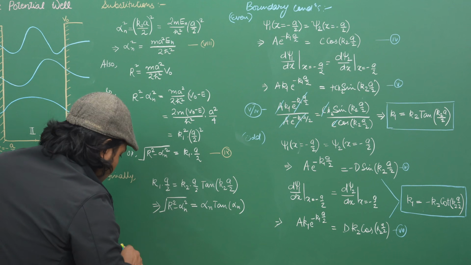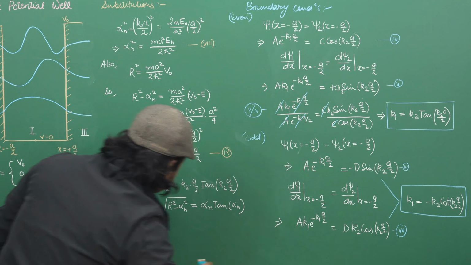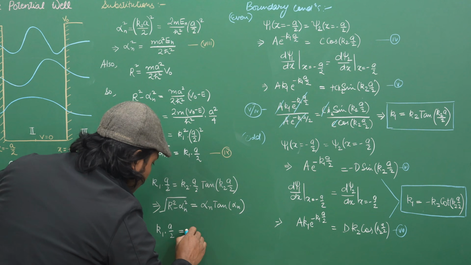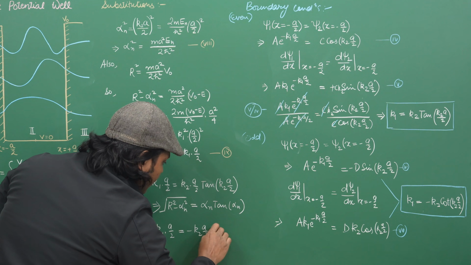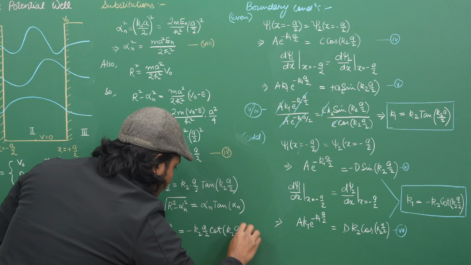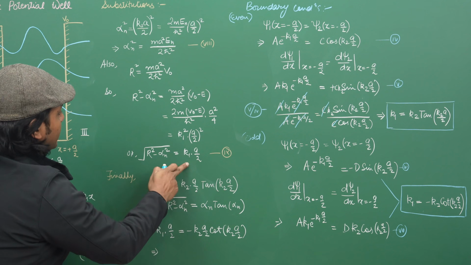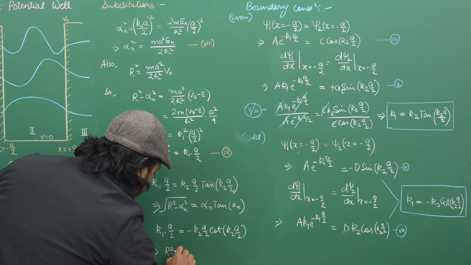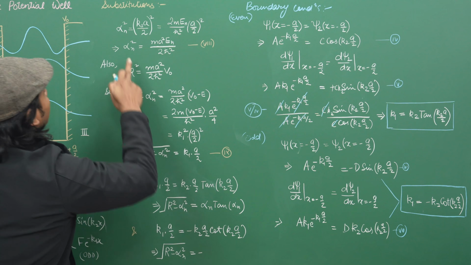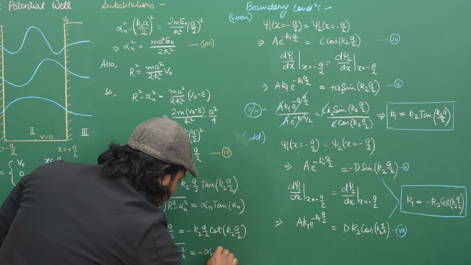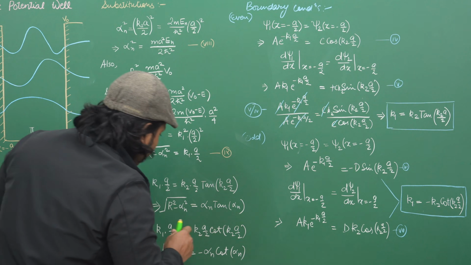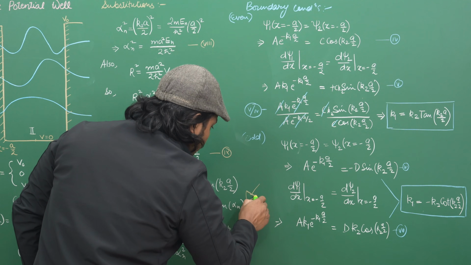And one more, K1 is equal to, so let's multiply a by 2 to the left hand side, is equal to minus K2 a by 2 cot K2 a by 2. Again, K1 a by 2 is root over r square minus alpha square is equal to minus K2 a by 2, which is alpha n, cot alpha n. So we end up getting these two equations.